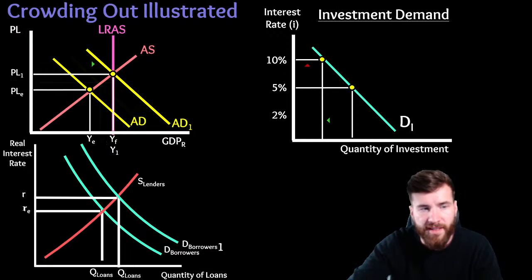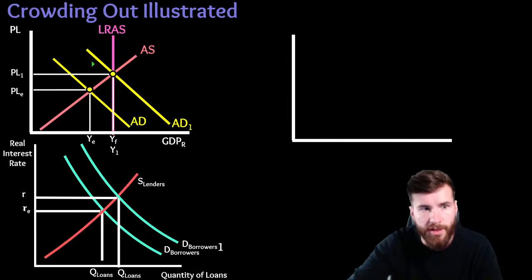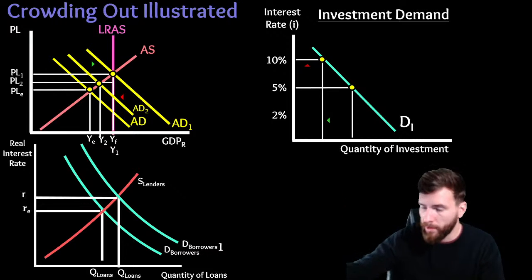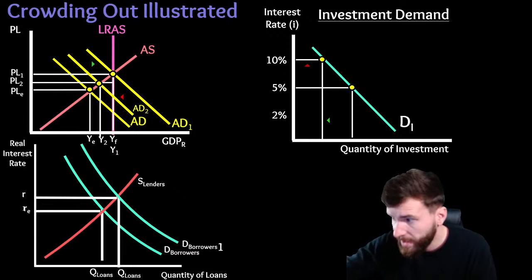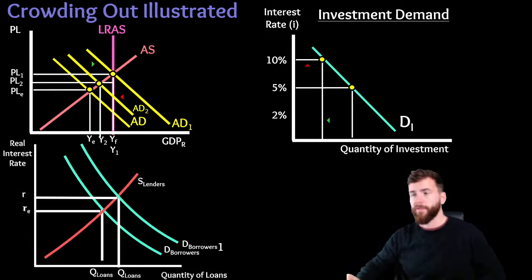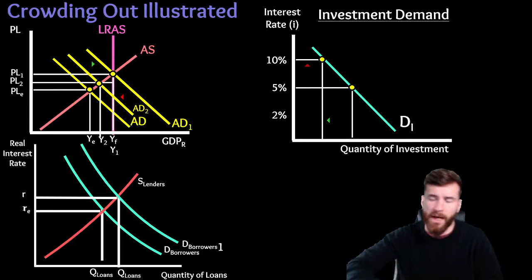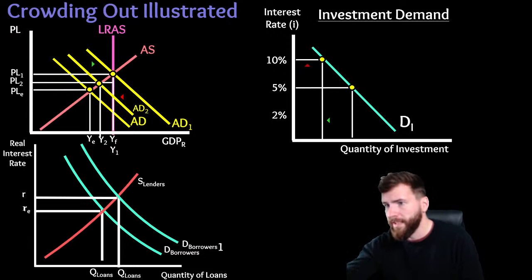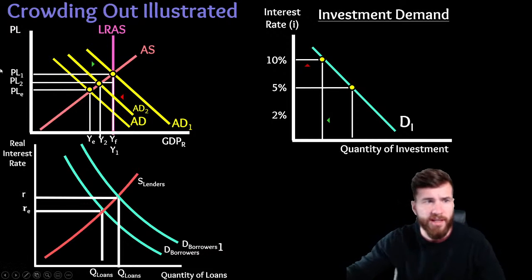So that's the idea of crowding out, right? We try to increase AD, but in doing so, we cause rates to go up, and when rates went up, it crowded out other people that otherwise would have invested, right? Businesses from investing, or people from buying houses or buying cars, right? Which is going to cause a fall in aggregate demand, right? So that's the idea of crowding out.